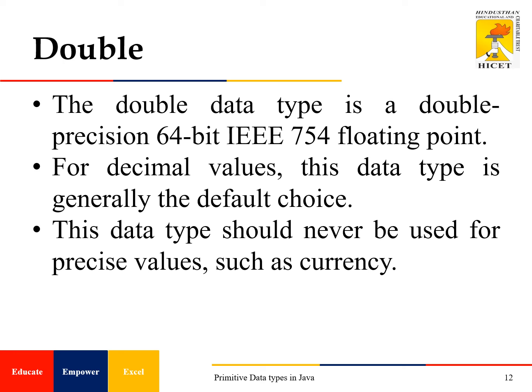The second one is the double. It is the maximum size compared to float, that is, 64-bit data can be stored. And for the decimal values, you can go for this double as the default one. You can use double as the default type, and this is also not used to represent precise values like currency.